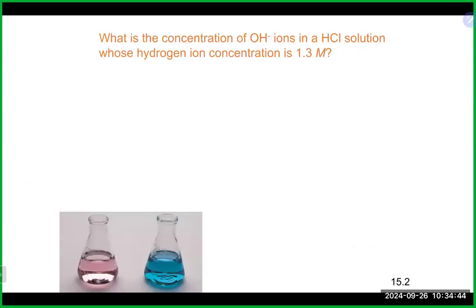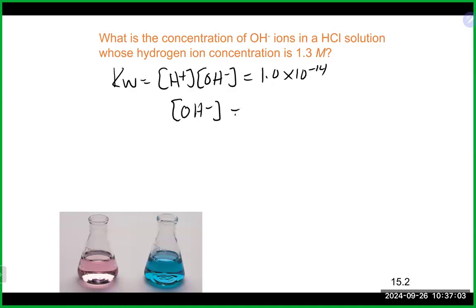All right, so I want you to try one here. What is the concentration of OH minus in an HCl solution which has a hydrogen concentration of 1.3 molar? So here, obviously, we could use our Kw relationship. Again, concentration of H plus times concentration of OH minus equals 1 times 10 to the minus 14. Again, that's something you should know, and that is a constant. Here we are looking for the OH minus concentration, so we're just going to rearrange here, and that's going to give us 1 times 10 to the minus 14 divided by the H plus concentration. Popping our number in there.